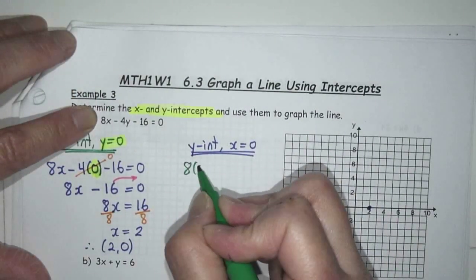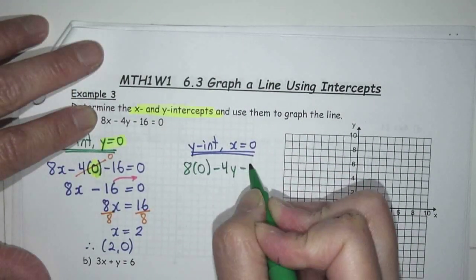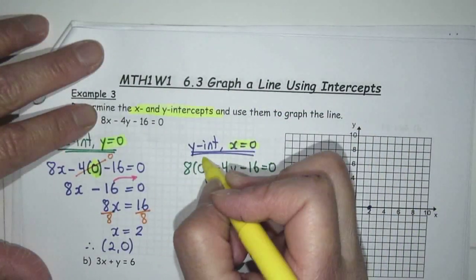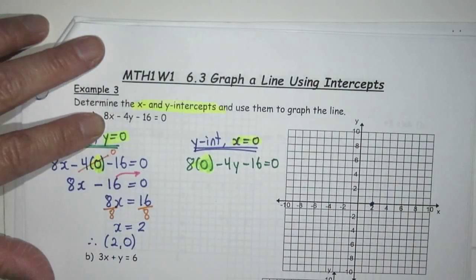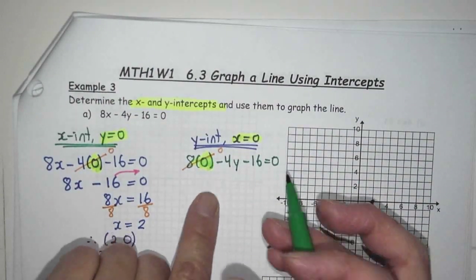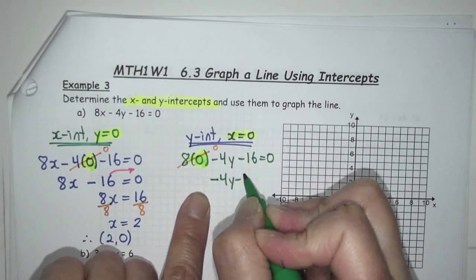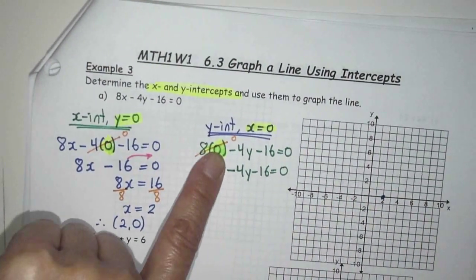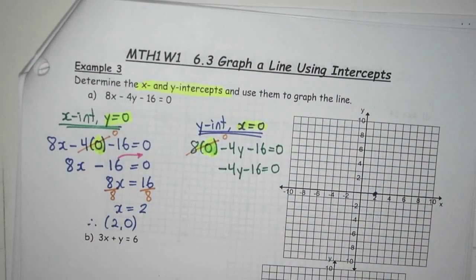So 8, 0 minus 4y minus 16 equals 0. So look, this here meant I subbed in 0 here. Wherever I see x, I subbed in 0. That cancels out to be 0, 8 times 0, and I write down what's left over. Make sure you don't drop this negative. A lot of times people drop the negative, and you're going to lose a mark. Anytime you lose a negative, you're losing a mark. It's a full mark now. You should not be dropping negatives.